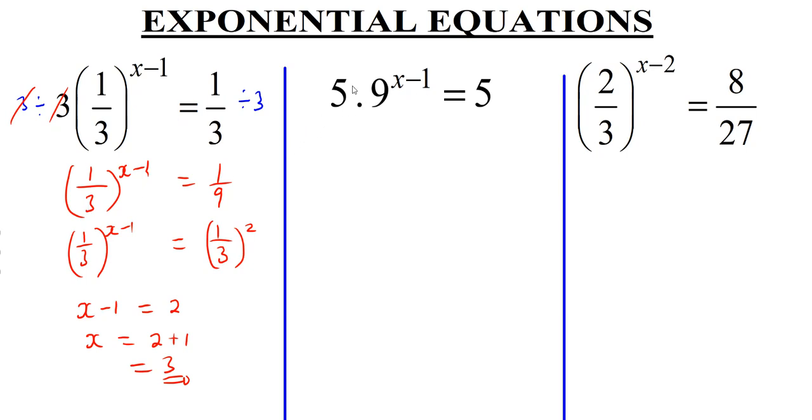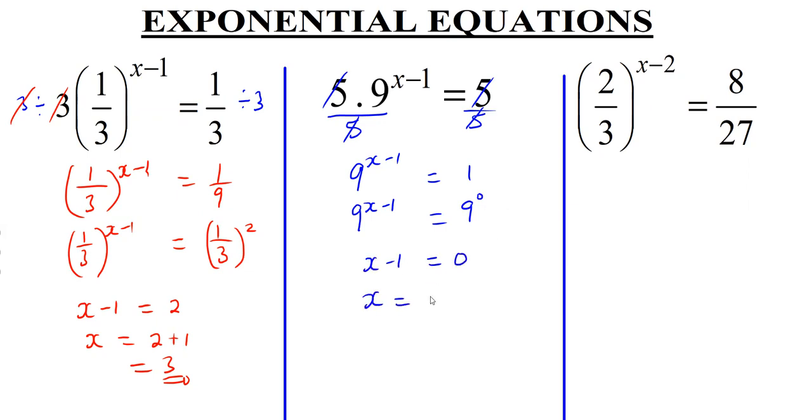Now, for this one here, what do you do? Again, you divide first. Okay, let's divide quickly here. 9 to the power x minus 1 is equal to 1. Then 9 to the power x minus 1 is equal to 9 to the power 0. Then x minus 1 is equal to 0. x is equal to 1. Done like that. Okay. What about here?